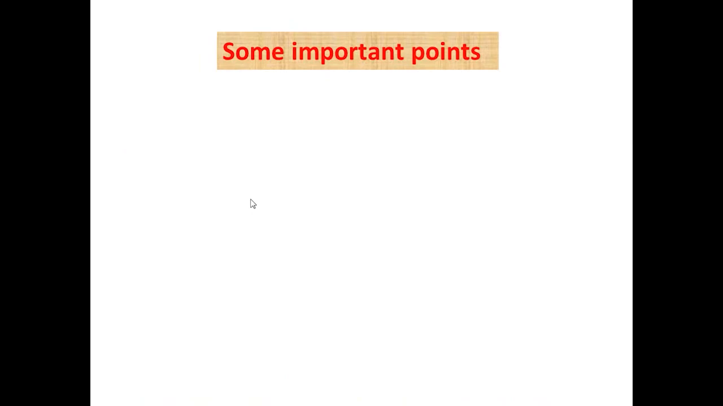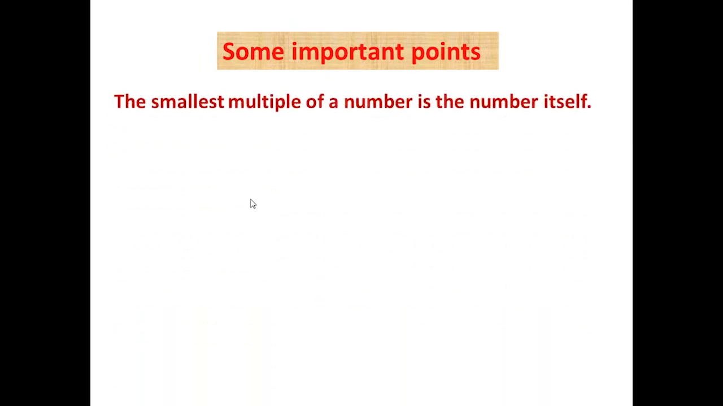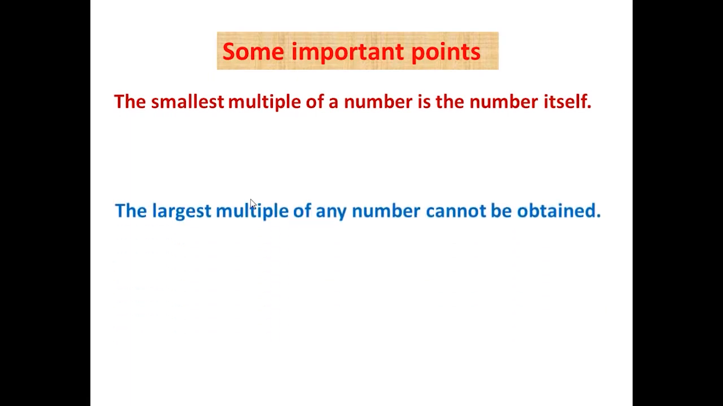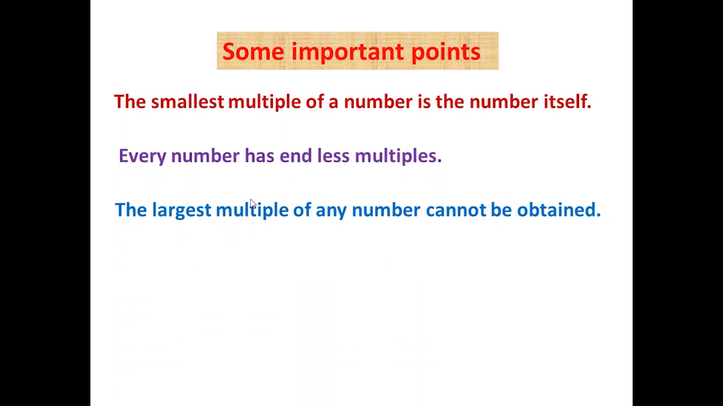Now let's see some important points about multiples. The smallest multiple of a number is the number itself. Now next, the largest multiple of any number cannot be obtained, because every number has endless multiples.